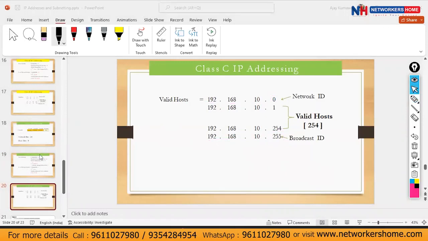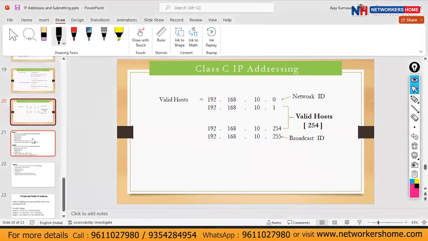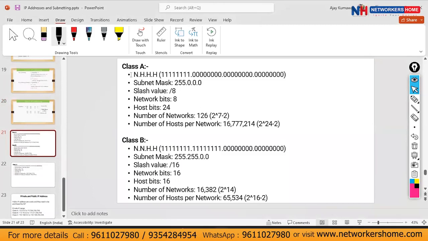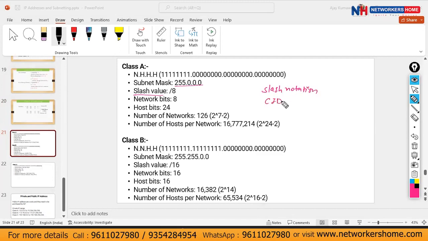Now, whatever we have studied so far, just a quick brief about that. In case of class A, 1 octet will be the network and the remaining 3 octets will be the host. So network bits are represented by all ones, and the remaining 24 host bits by zeros. Then the subnet mask, this is the default subnet mask value. Now you have something called a slash value, or slash notation. Sometimes you'll know it as CIDR notation or prefix length. These are names of the same thing.